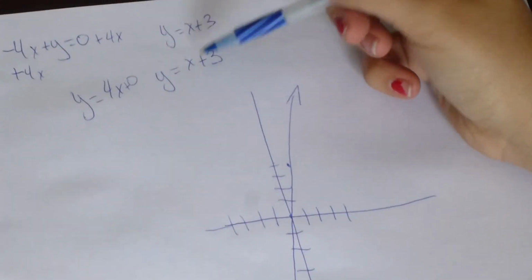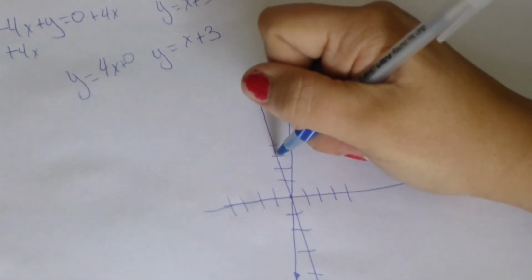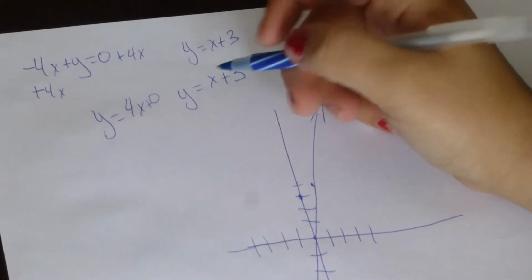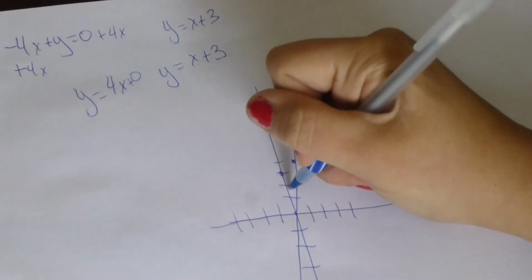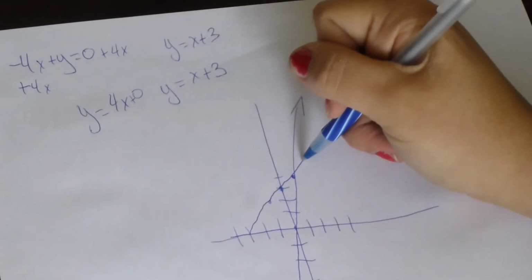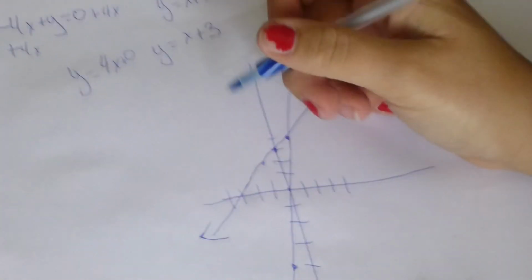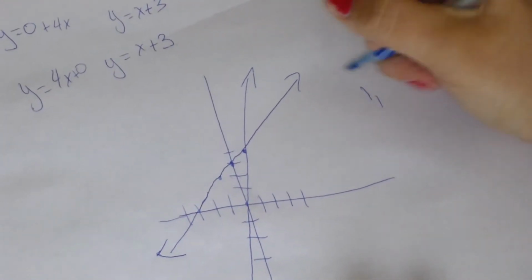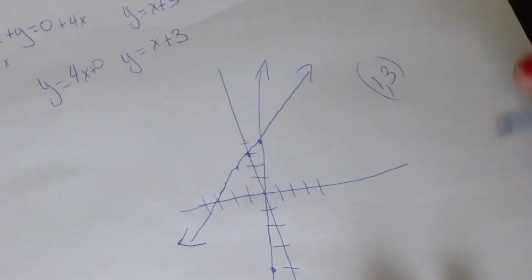And then y equals x plus 3, so we know that 3 is our y-intercept. And then our slope is going to be 1 over 1, because x would be multiplied by 1. So 1 over, 1 up. And so with this system of equations, they intersect at (1, 4). And so if we plug this into these equations, it should be true.